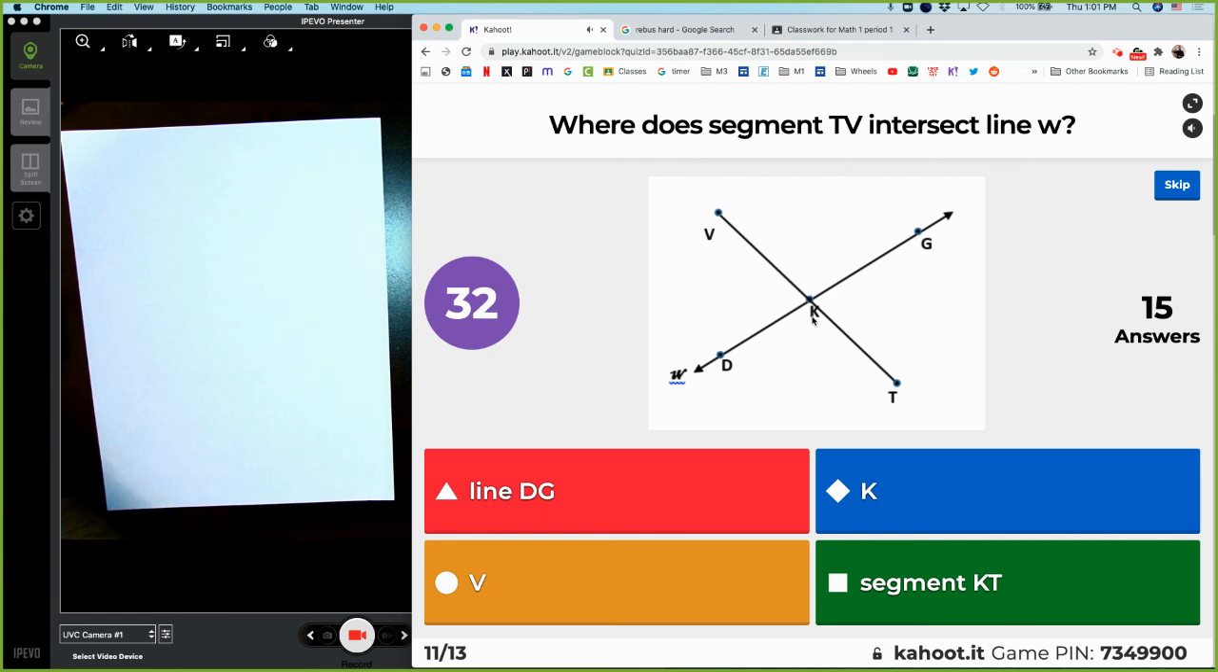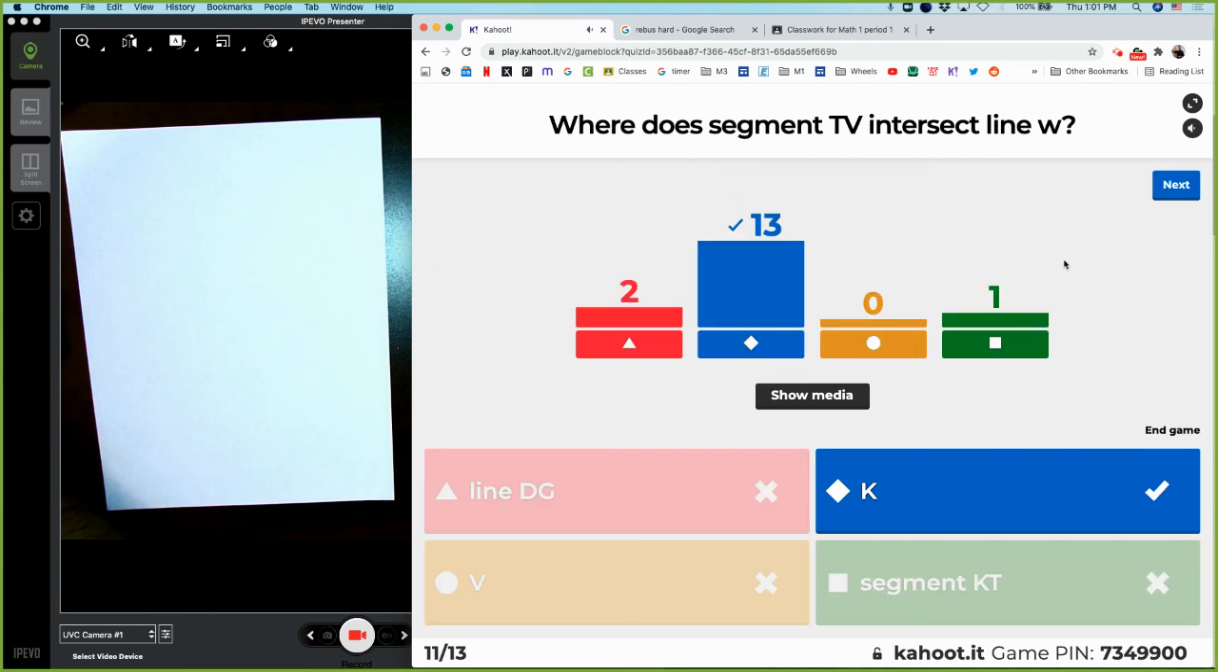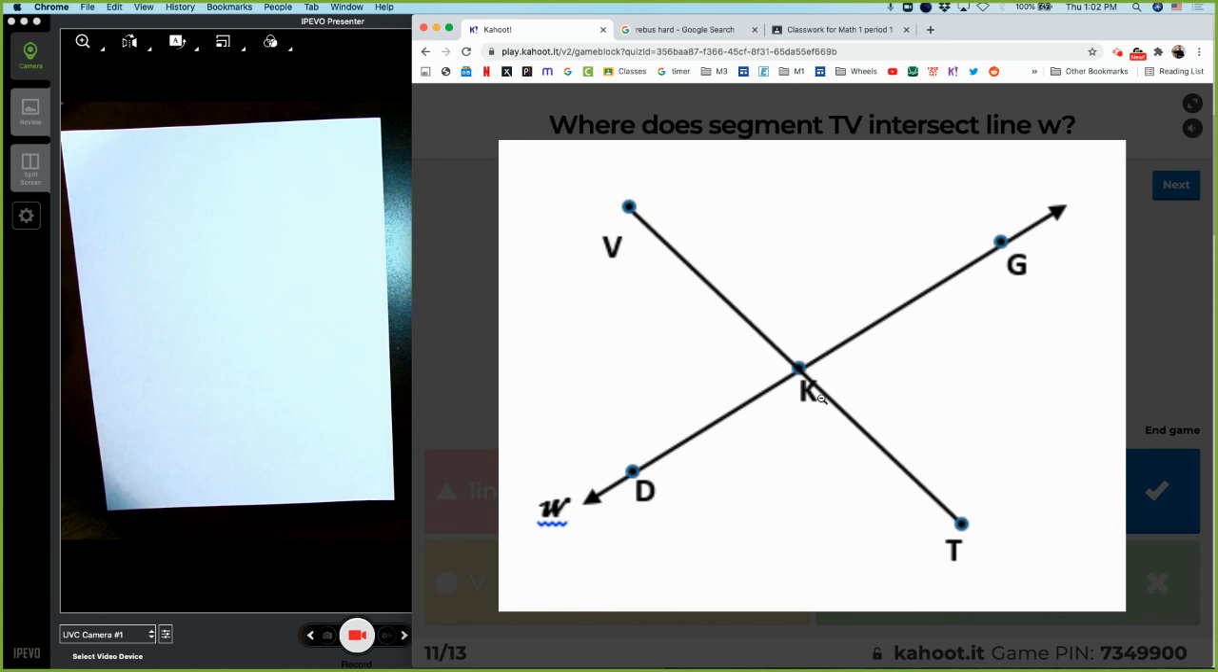All right, take a guess. If you don't know, we're talking about VT. Okay, perfect. Line DG or segment KT. Let's see what those mean. Oh, there was one misclick in there. So the others, though, line KT.